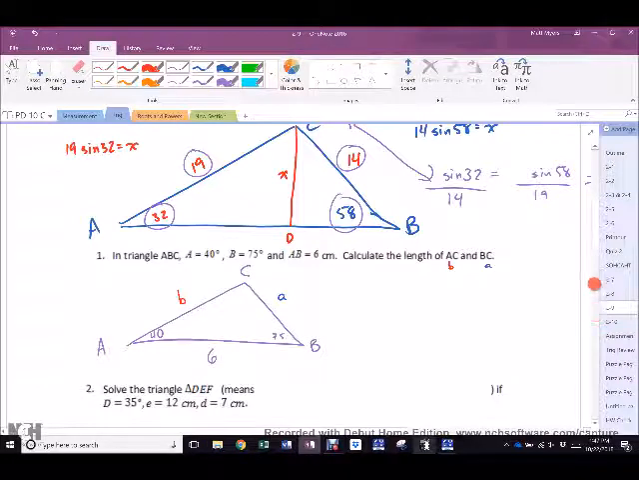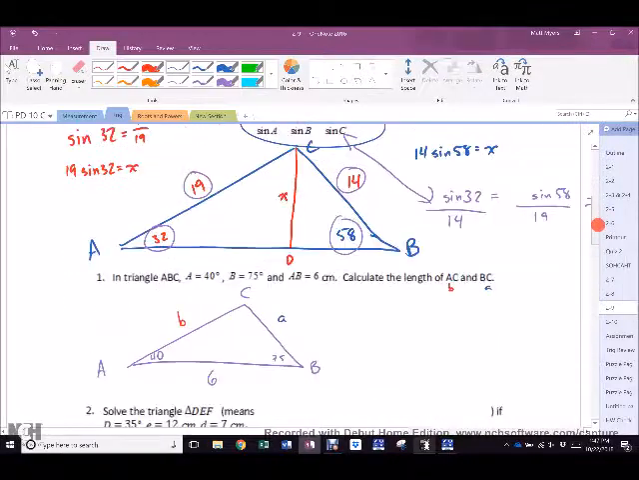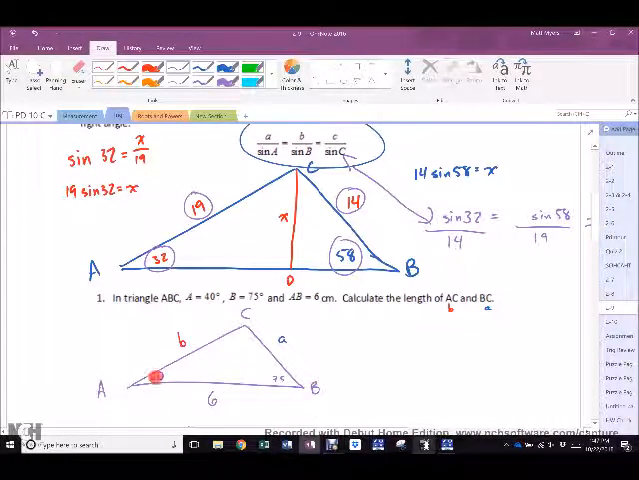But we have just proven this, haven't we? So let's check. Do I have a big A? I need the little a, don't I? So, what would I write? Little a over sine 40 equals, what's little b? Little b over what? Sine 75. And do I know little c? Yes, I do. What is it? 6 over, do I know the sine c? Yes, you do.